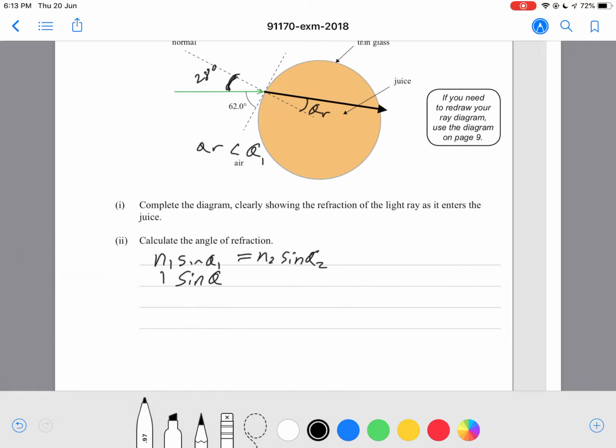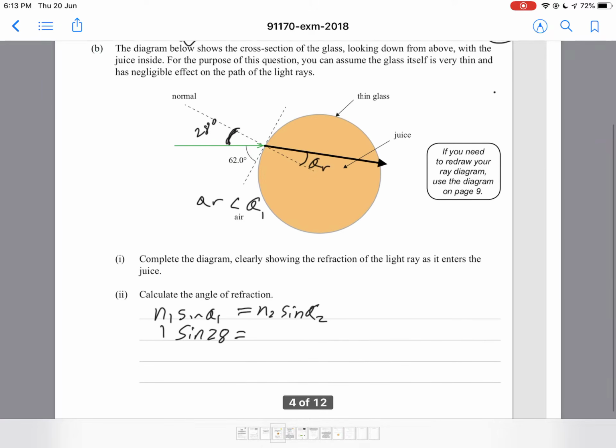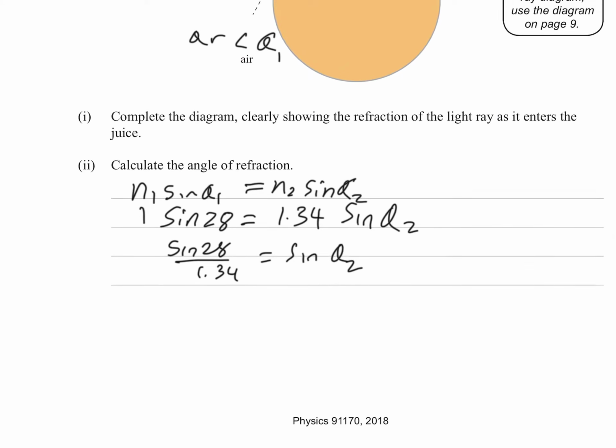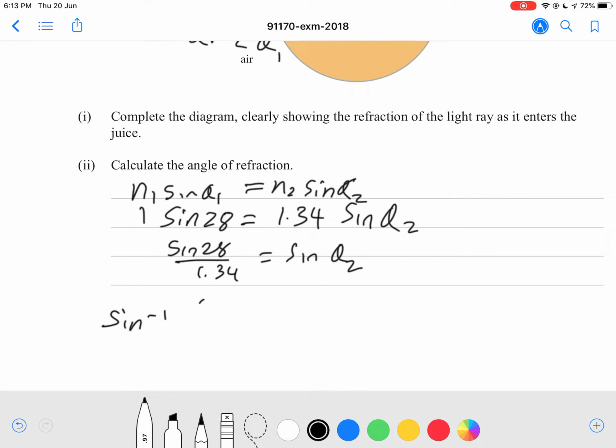So therefore we can say that 1 times sine of 28 equals n2, which is the refractive index of the juice, 1.34, times sine theta 2, which we don't know. So sine 28 divided by 1.34 equals sine theta 2. Therefore, sine inverse of sine 28 divided by 1.34 equals theta 2. Therefore, our theta 2 should equal 20.5 degrees.